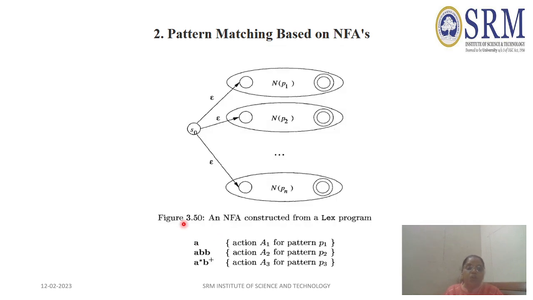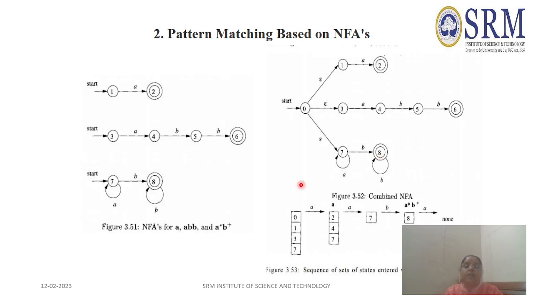Now on combining, because we are going to combine from a single state, on combining everything we are going to have the structure like this, right? a separately, abb separately, and then a*b+ separately we are having. Now, I want to trace out the input aaba. So now I am going to start from 0. Where all can I go for a? Here also one a is there, here also one a is there, here also one a is there. So I have to reach all the 3 points, so from 0, I am going to 1, 3, 7, right? 0, 1, 3, 7 I am going.